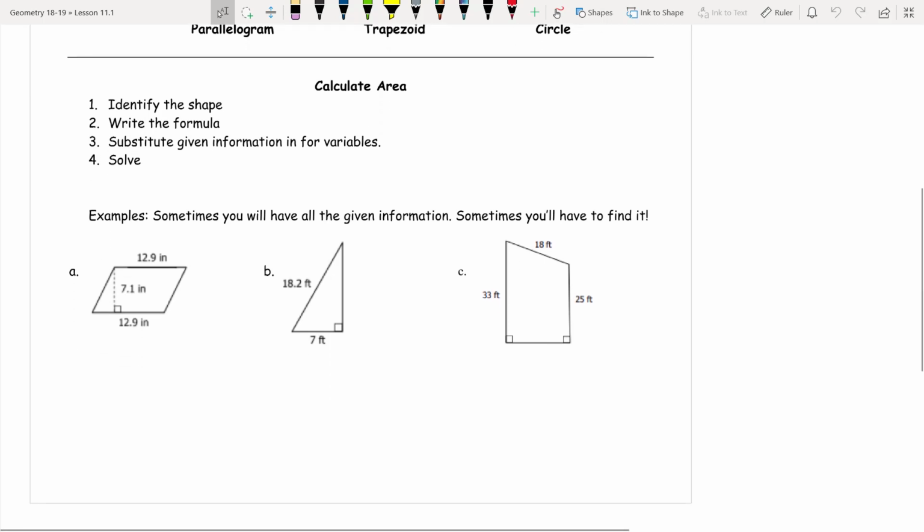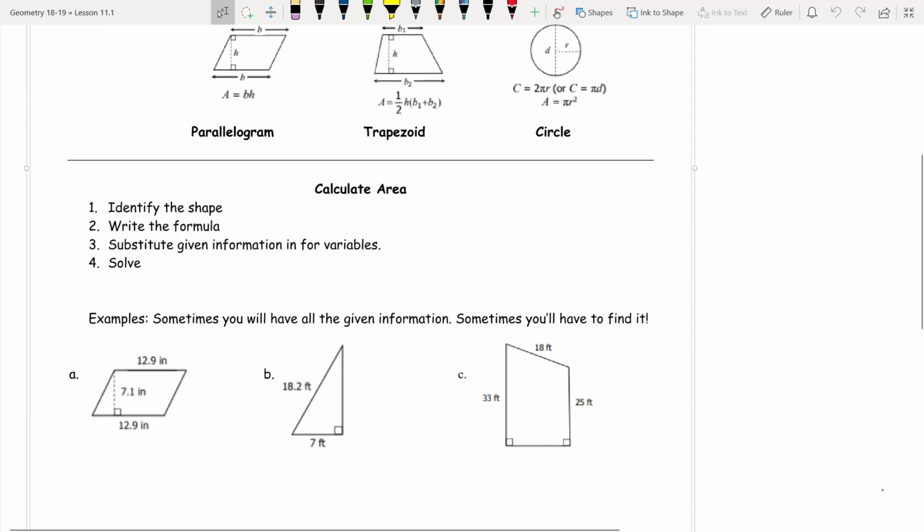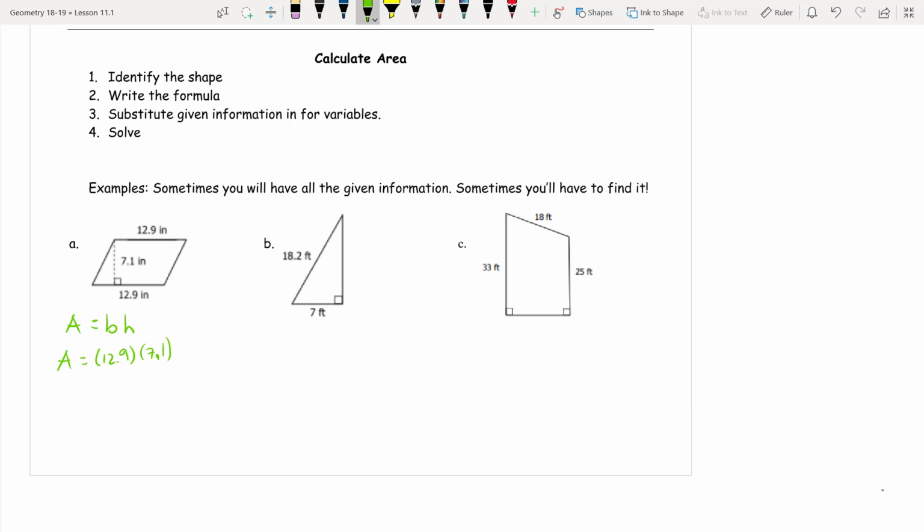If we look at this first example here, they gave us a parallelogram. My formula for parallelogram is the area is equal to the base times the height. So I'm going to write down A equals BH. Now my base is going to be that 12.9. And then my height, it has to be perpendicular, is going to be 7.1. At that point, you just solve. For many of these, it's just going to be multiplying like we have here. And you're going to end up with a final area of 91.59 inches squared. Don't forget to use those units as well.